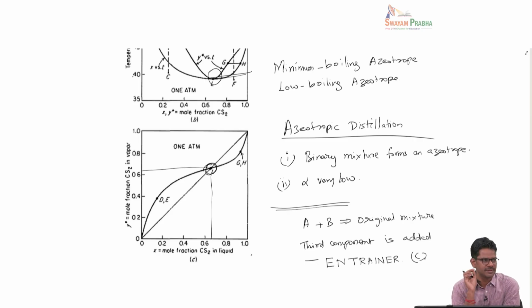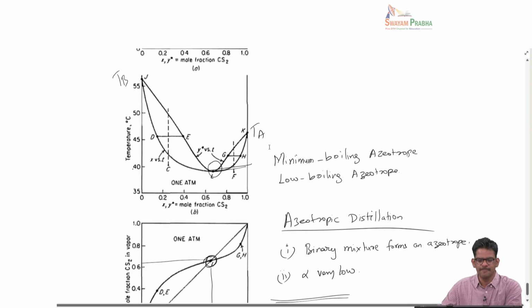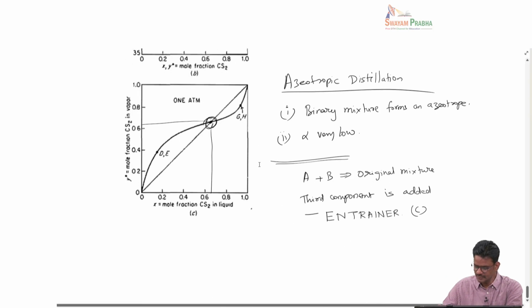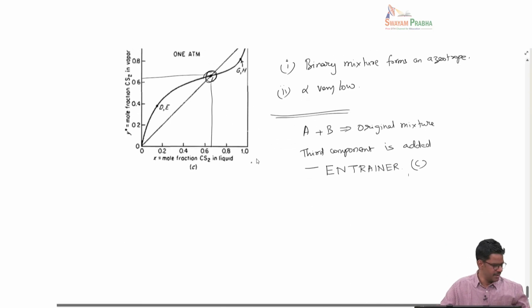That's a requirement. So the third component must be chosen in such a way that you look at various VLE with A and B and then see which component will form an azeotrope with A or with B. So the choice of entrainer is limited by the fact that it has to make a low boiling azeotrope. Again, recall, low boiling azeotrope basically means that there is an azeotropic composition which boils at a temperature less than the lowest boiling temperature here. So that is one of the requirements.